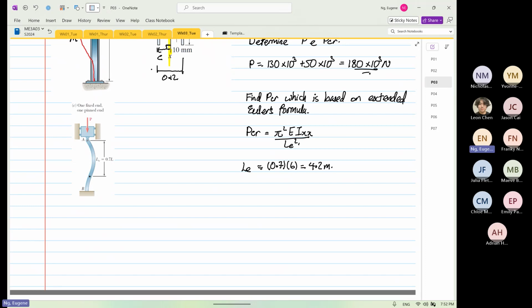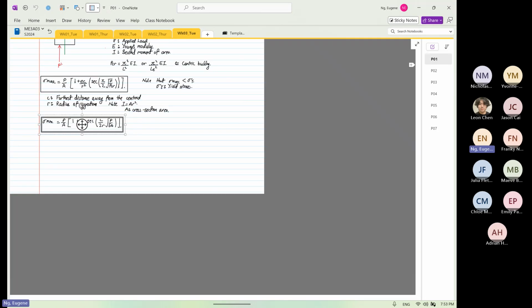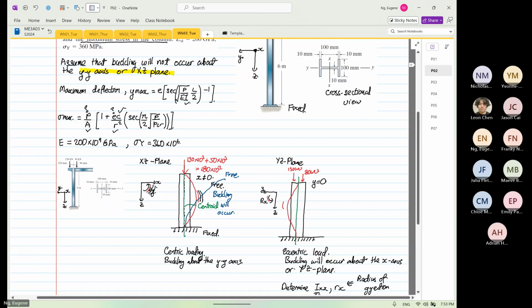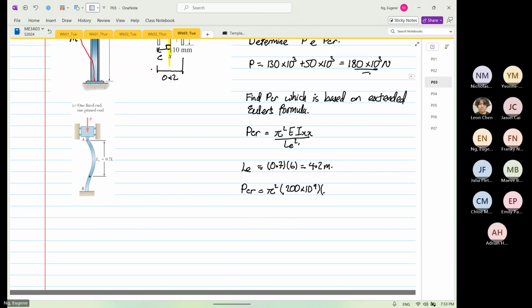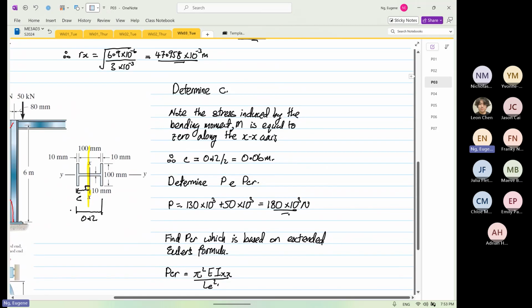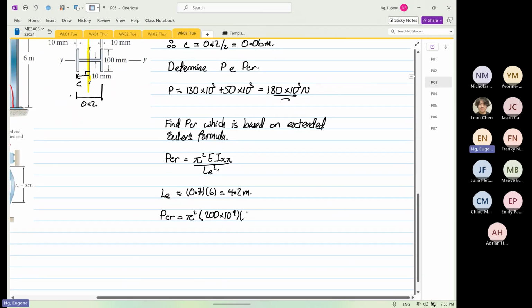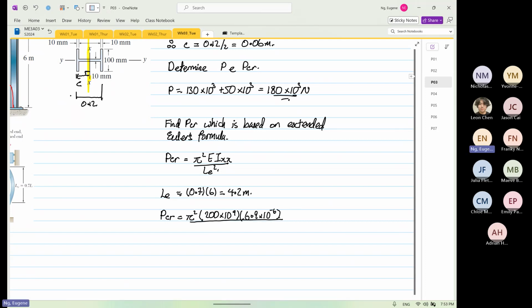So now we can find our PCR is equal to pi squared. And our Young's modulus given to us as what? 200 times 10 to the power 9. Our Ixx is, we got it earlier, 6.9 times 10 to the power minus 6, divided by critical length, which is 4.2 squared.